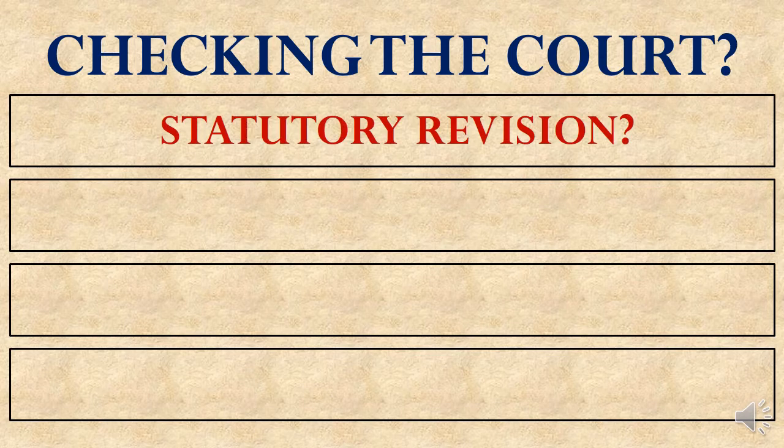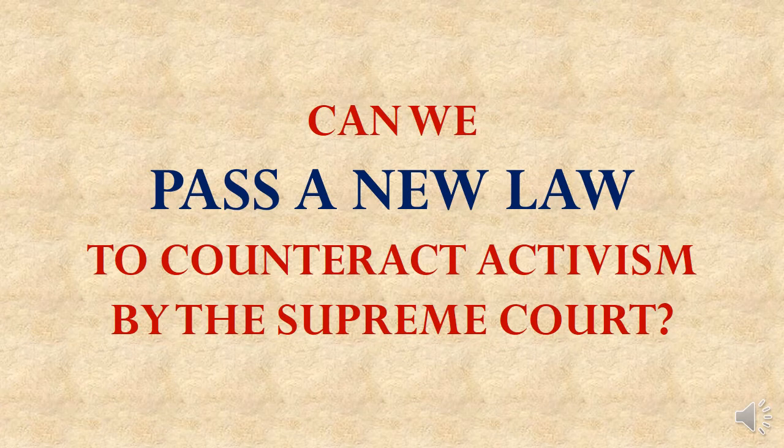The first of those is statutory revision. Now, that word statute is another way of saying law, so we're talking about revising the law. So the Supreme Court got a law, they read it wrong, now what we're going to do is try to rewrite the law to get them to do it right. So the question is, can we pass a new law to counteract the activism of the Supreme Court?